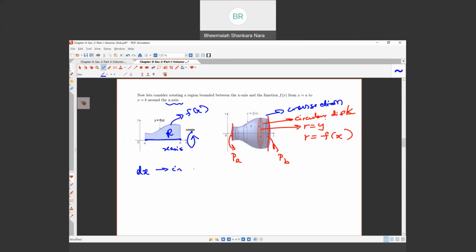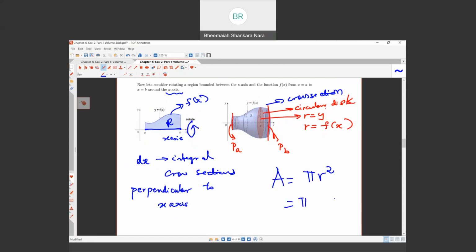is the integral of cross sections, let me write in full words, perpendicular to x-axis. So now we write A equal to pi r squared. It's a circular disk. So it's pi r squared. Let's plug in for r. We have f of x and then squared.